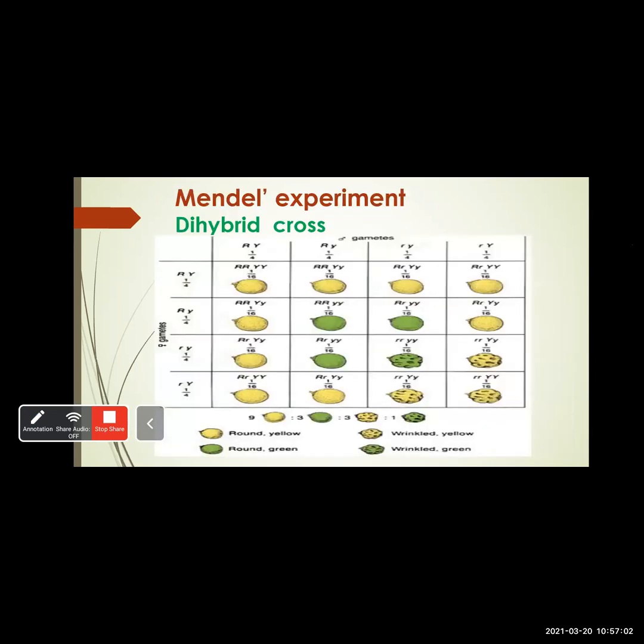Then the next is Mendel's dihybrid cross. So in this, we have studied the cross was done between rounded yellow seeds and the wrinkled green seeds. For that, we have taken the genotype capital R, capital R, capital Y, capital Y, while for the wrinkled green seeds, that is the recessive character, we have taken small r, small r, small y, small y, right?